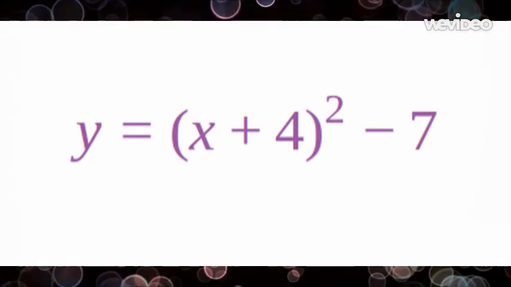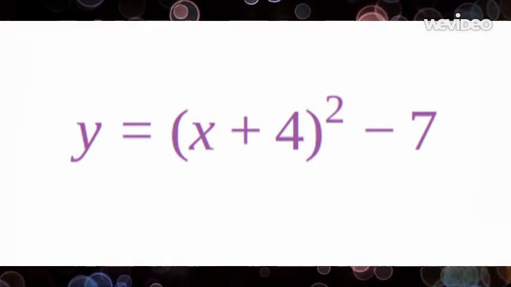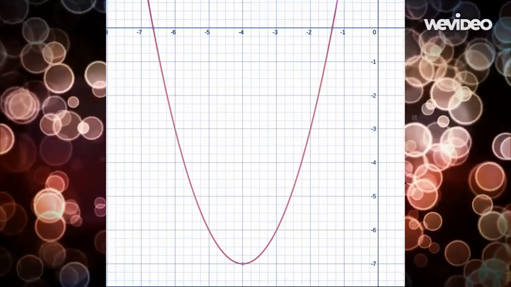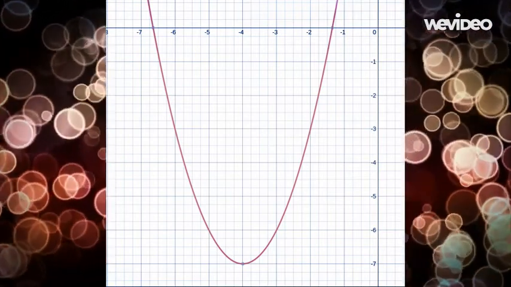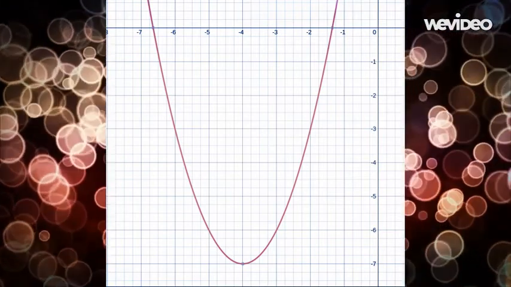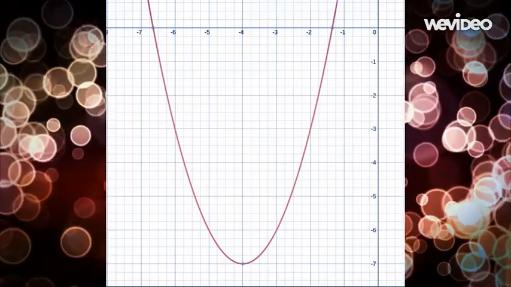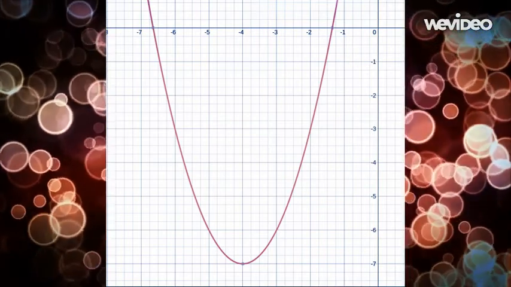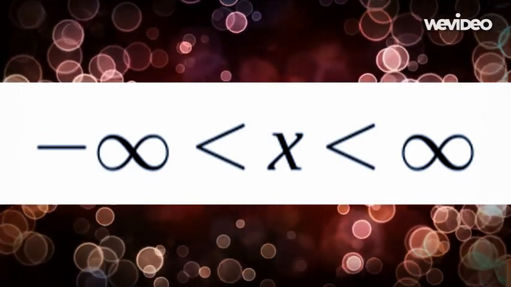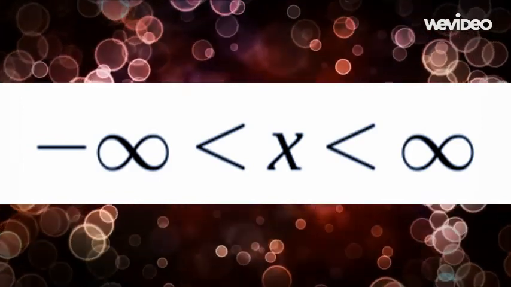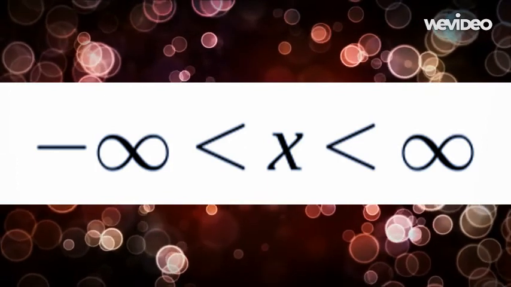We will start with a fairly simple equation, (x + 4)² - 7 = y. First, we should graph it. Now we can see domain and range. We see that domain is infinitely positive and negative. To write this, we use the symbols greater than, less than, or equal to. And for domain, we represent it like so.